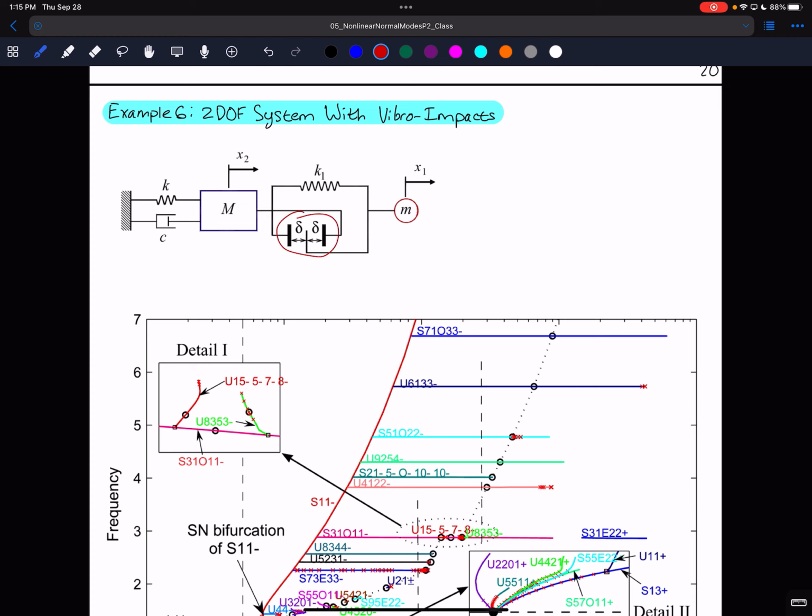When the relative displacement is equal to delta, there is an impact and then a sudden reversal in the direction of the velocities of the two masses. This is the strongest type of nonlinearity you can have in a system, at least for a hardening type nonlinearity.